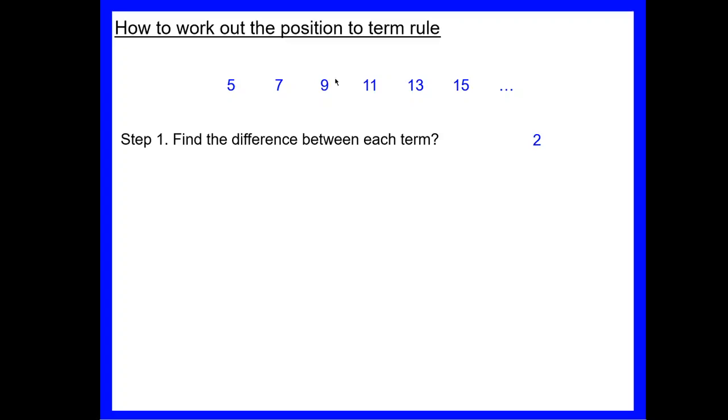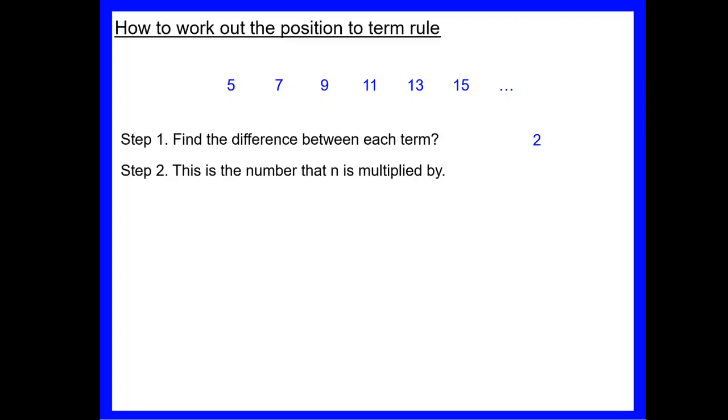Okay, so to get from 5 to 7, I've added 2. From 7 to 9, we've added 2. From 9 to 11, we've added 2. Make sure that rule works for all of the numbers that you've got. So our rule here is plus 2. Now I haven't written the plus in front because it's a positive number, so we normally just write those on their own. So that's my 2.